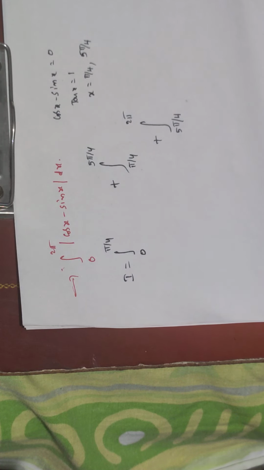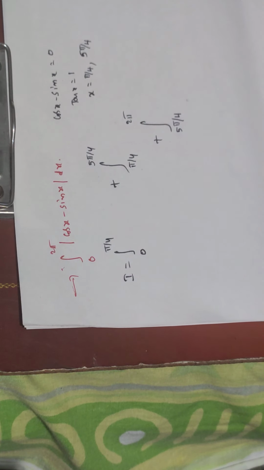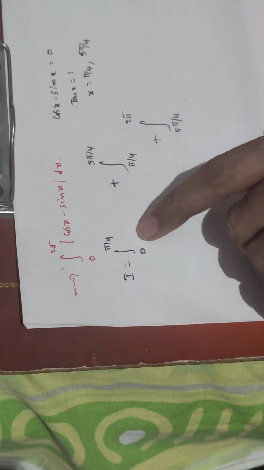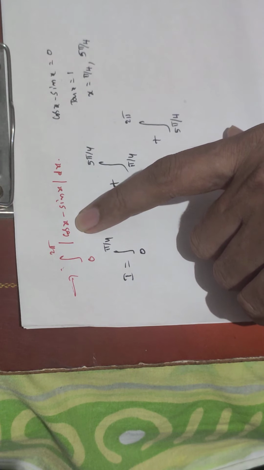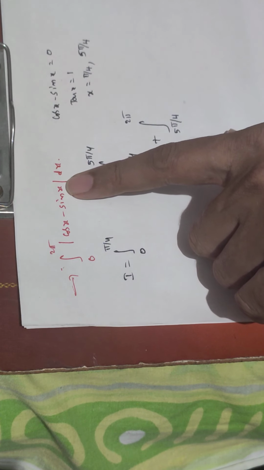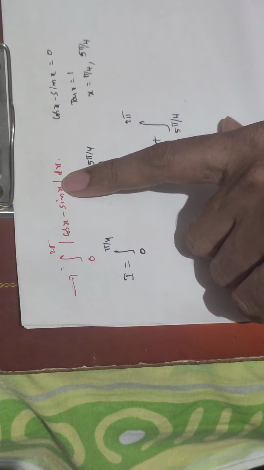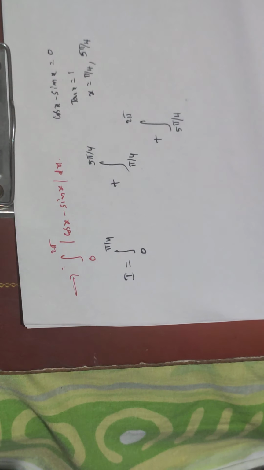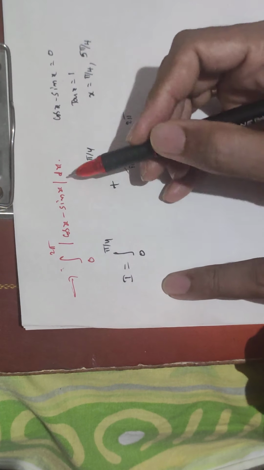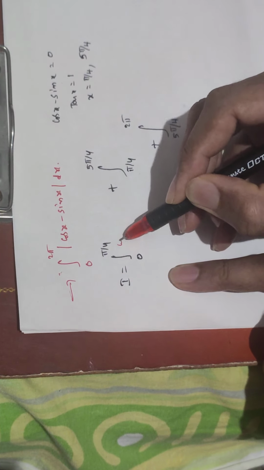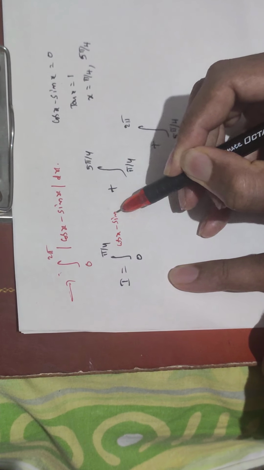Is it positive or negative? How to identify that? One way is by taking any angle in the given interval and verifying the sign. Suppose you take 30 degrees: cos 30 is root 3 by 2, minus sin 30 which is 1 by 2, giving root 3 minus 1. So you will clearly get a positive value. That's why cos x minus sin x is positive, and then the modulus of cos x minus sin x becomes cos x minus sin x, a positive quantity.